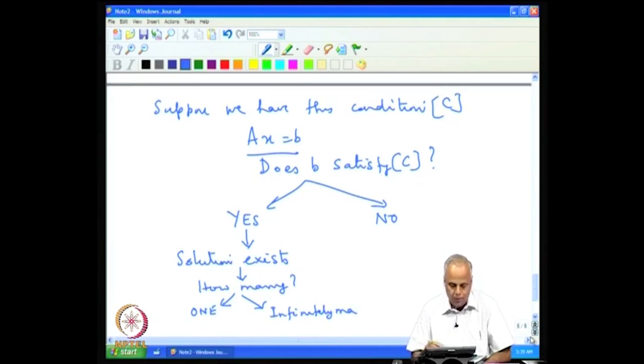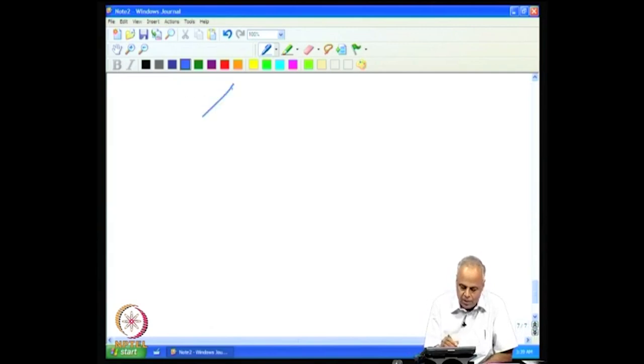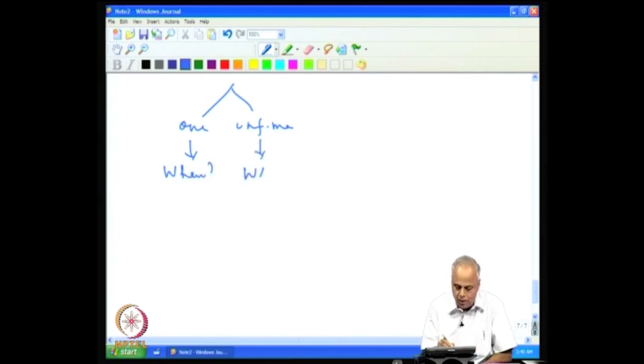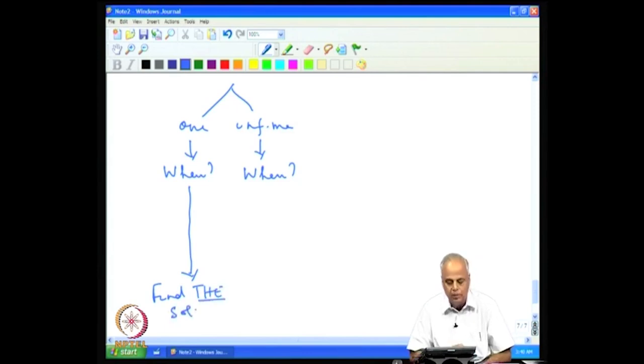So, the question then is, when do we get one solution? Under what conditions do we get one solution, and under what conditions do we get infinitely many solutions? Now, having answered this question, when there is only one solution, we want to find the unique solution which we know exists. When there are infinitely many solutions, what is the structure of all these solutions? That is the next question that we will have to answer.